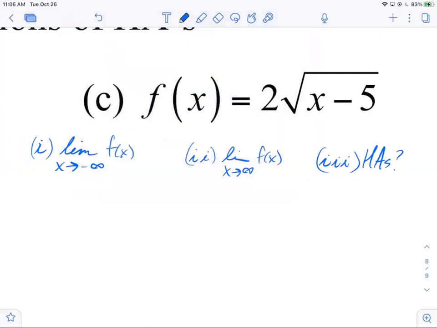All right. Let's go ahead and try the plug-in method here. If I want to know what the limit is as we go to negative infinity, plug in negative infinity for x. What's negative infinity minus 5? Negative infinity, right? You owe me infinitely many dollars and then you owe me 5 more. You still practically owe me negative infinity, right?